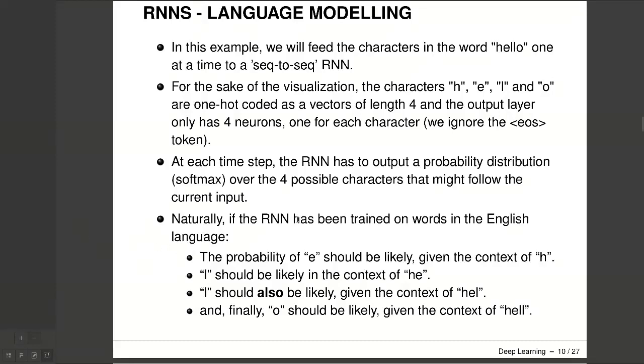For example, for the first time step, we need to calculate the probability that E should be likely given the context of H, and similarly L should be likely in the context of HE. For the second L, we also calculate the probability given the context of HEL. And finally, for the O, we calculate the probability of O when we have the text HELL.